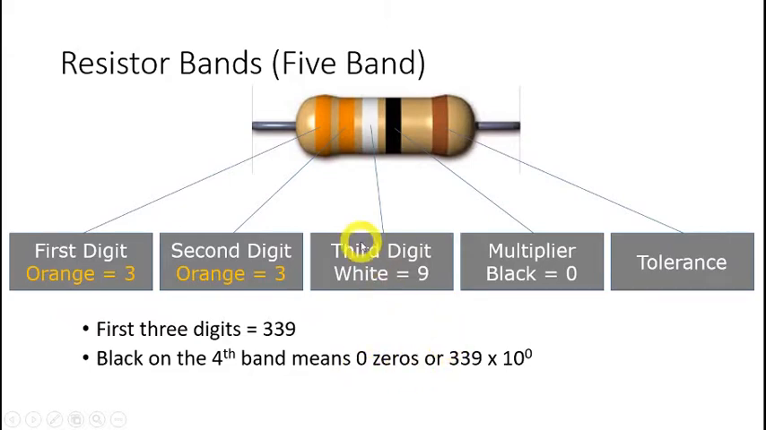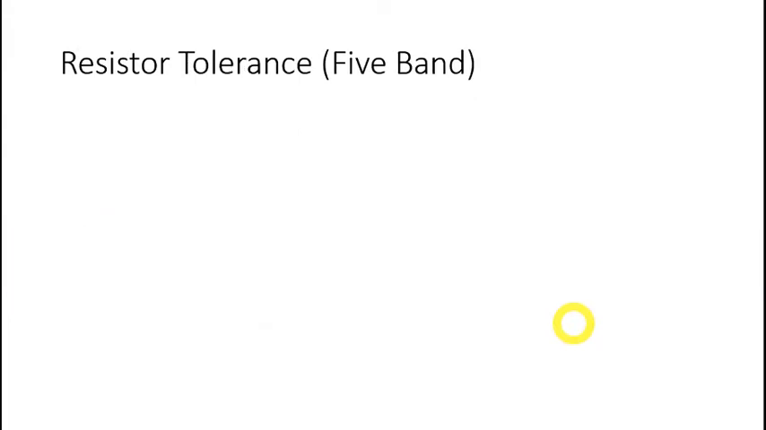Some people might incorrectly think that this is 3,390, and that would be incorrect. It's 0 zeros. It's not tacking a 0 on the end there. Okay, very important distinction to make. So the resistor's nominal value, again, the value that it should read, would be 339, but we still do have a tolerance. We're going to look at that on the next slide here.